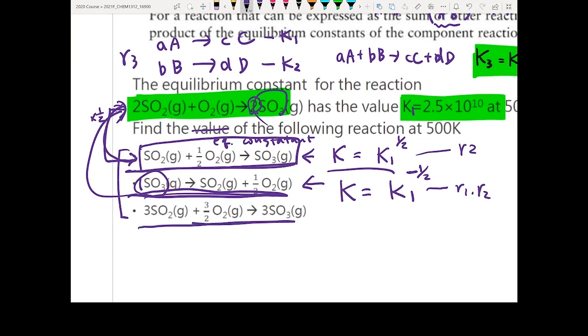The very last one is again rule number 2, because you can see the coefficients go from 2 to 3. So your K is going to equal your K1 raised to the 2/3 power.